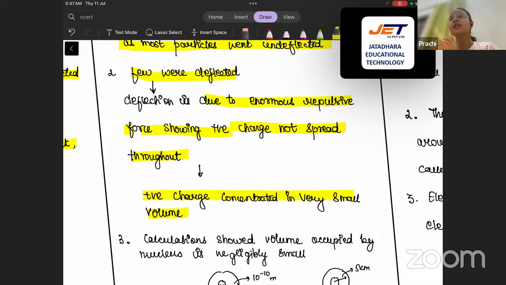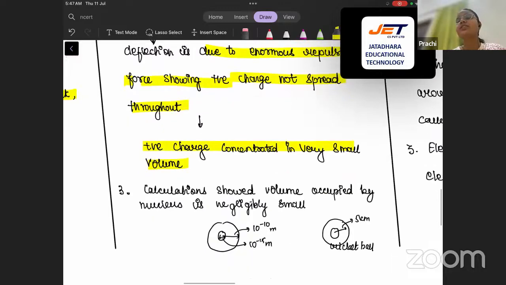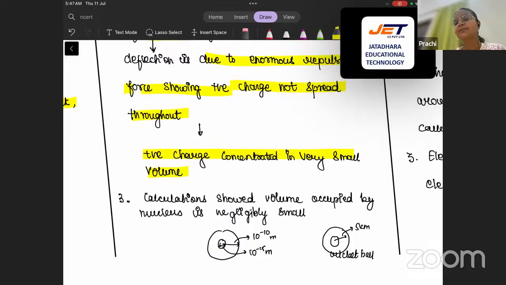So what they concluded is that J.J. Thomson said this positive charge would be uniformly distributed, but that was not the case. This positive charge is concentrated at one place. And the calculation shows that the volume occupied by the nucleus is negligibly small.